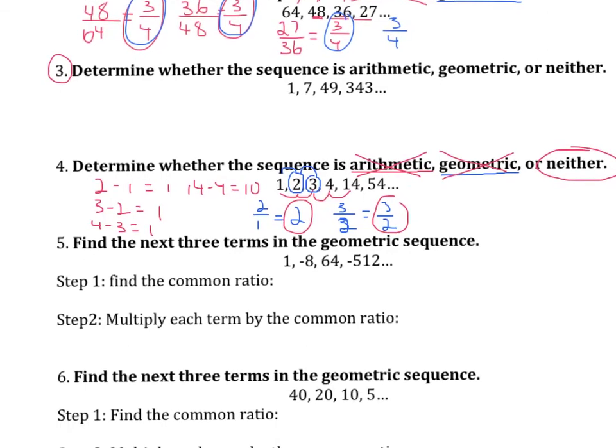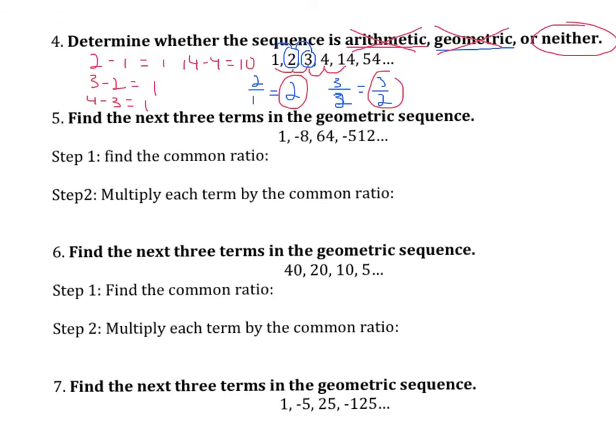So for our next example, they tell us that it's a geometric sequence, and they want us to find the next 3 terms. So before we can find the next 3 terms, we need to do our first step, which is to find the common ratio. So how do we find the common ratio before? We took our second term, put it on top of our first term. So negative 8 over 1 is negative 8. So we know our common ratio is going to be negative 8.